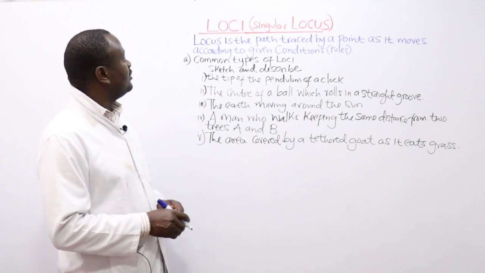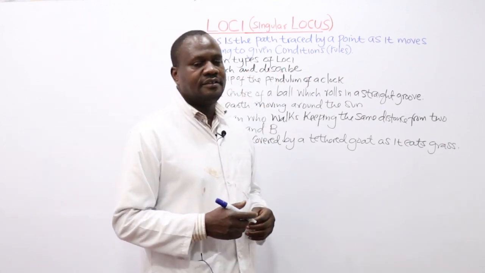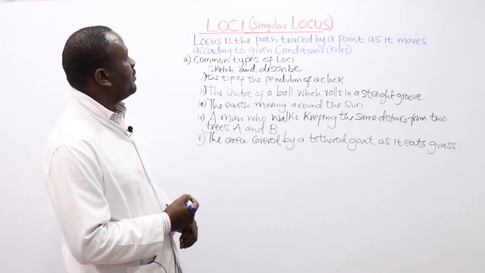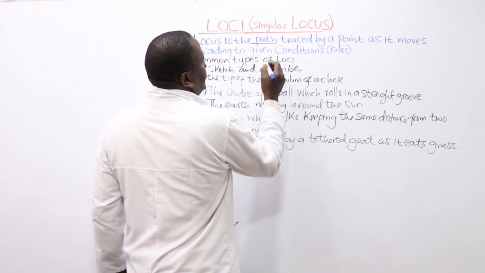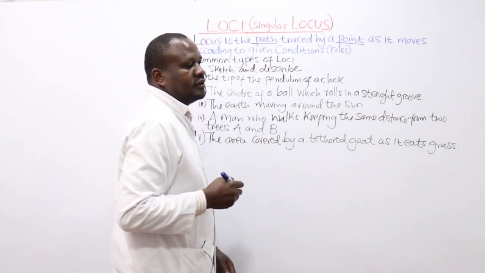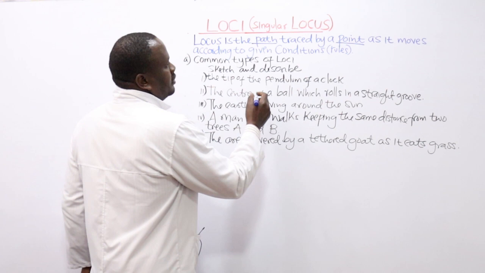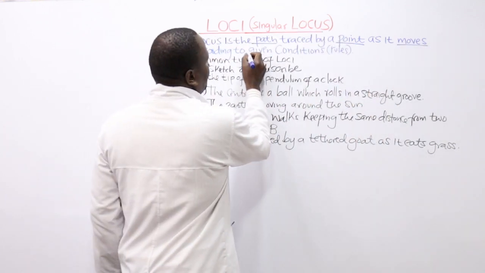Sometimes it is pronounced loci. The singular is locus. Locus is a path traced by a point as it moves according to given conditions.